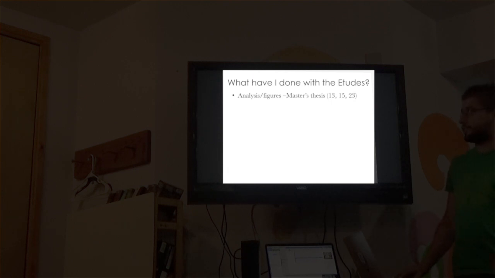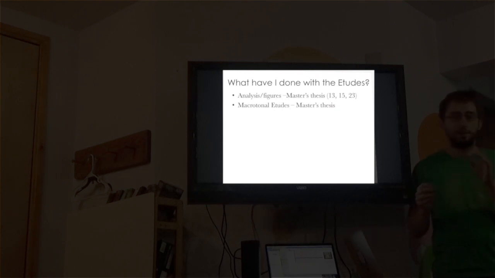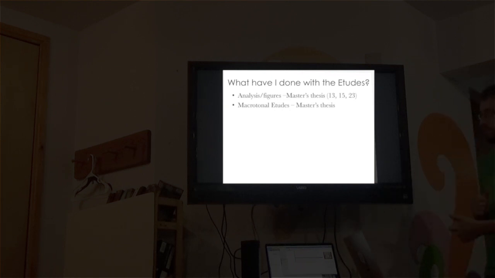In my master's thesis, I worked on the 13, the 15, and the 23, and I only have half of the movements on my computer, so that's part of the reason why I picked them. I would have liked to have done the 19, but I don't have the music to it. During my master's thesis, I also wrote a complementary set of etudes called the macrotonal etudes that use tunings 5, 7, 8, 9, 10, and 11 equal, like Blackwood would have used them, theoretically.